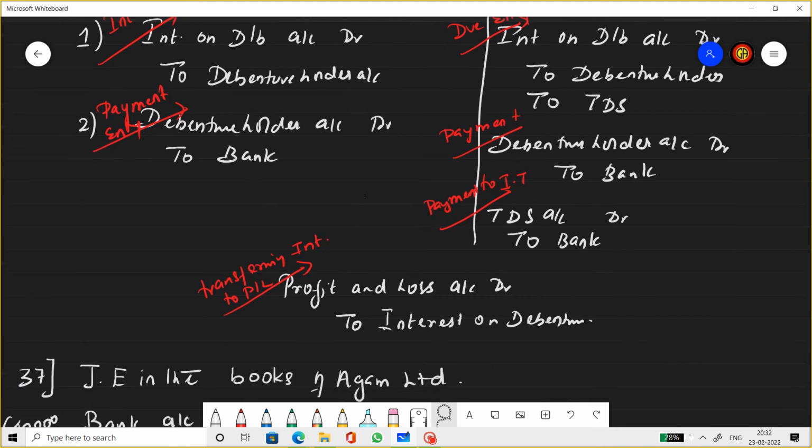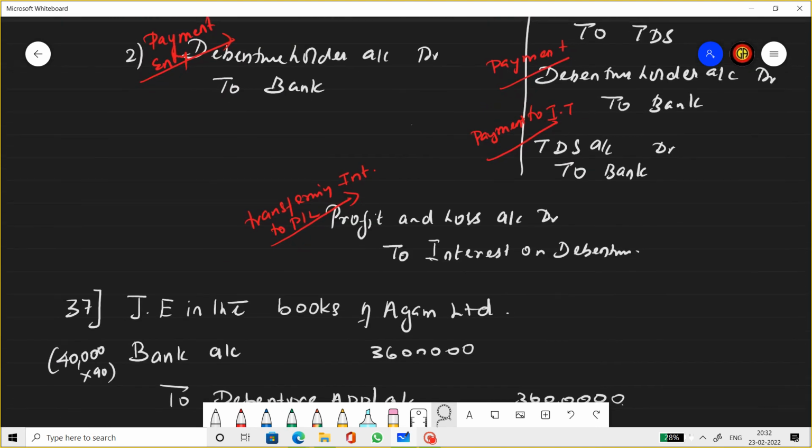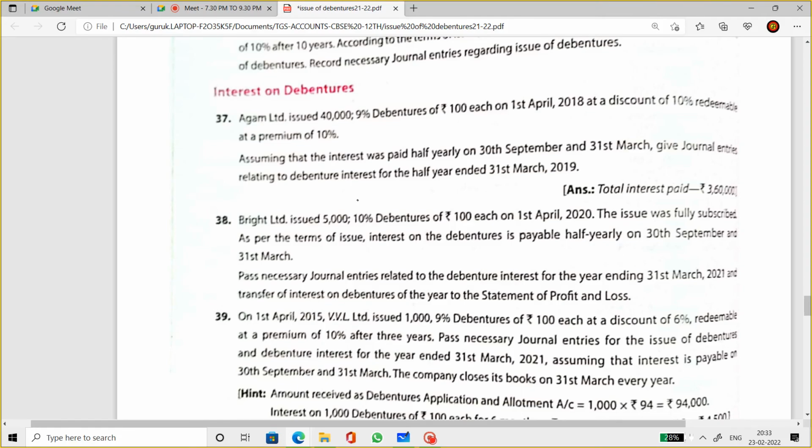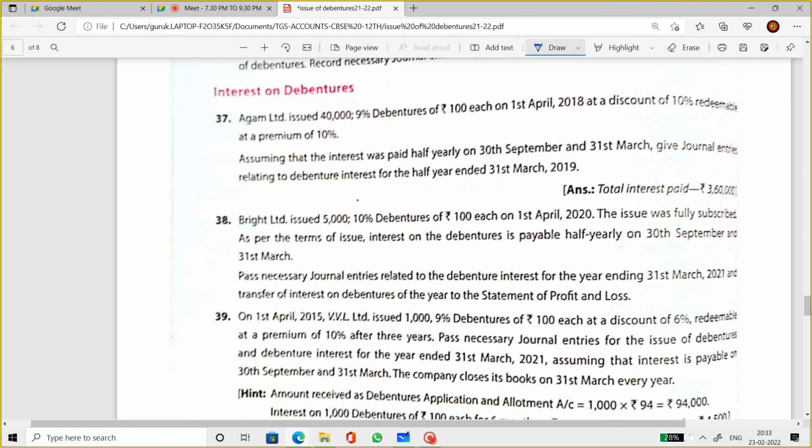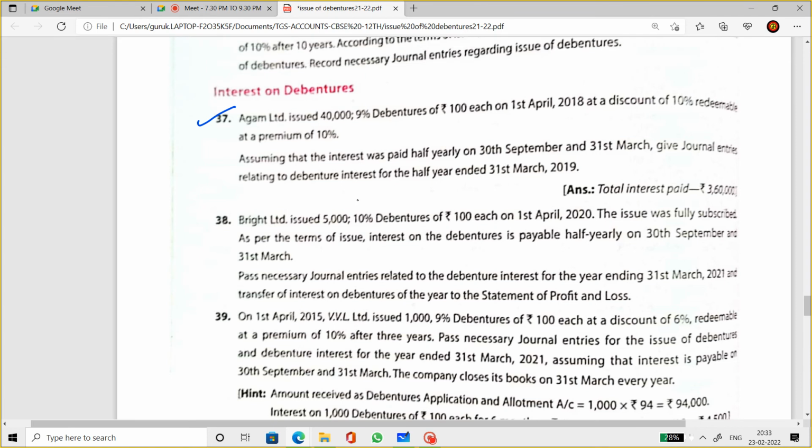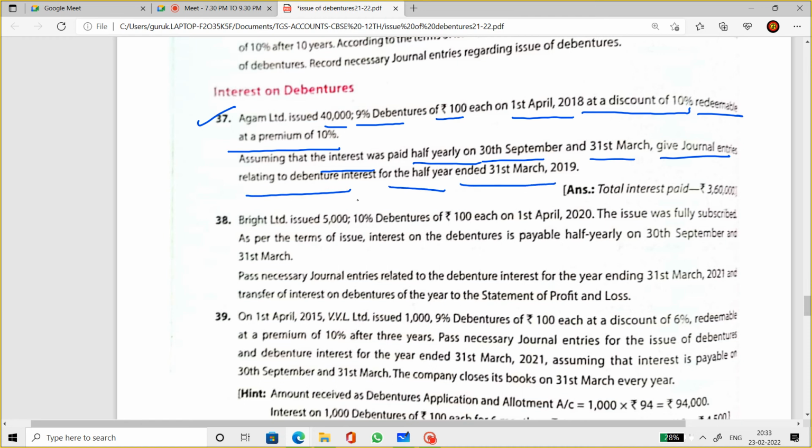Now, I've done one sum, which is question number 37 from T.S. Grewal. I'll show you the question first. Question number 37. ACCOUNTANCY Limited issued 40,000 9% debentures at rupees 100 each on 1st April 2018 at a discount of 10%, redeemable at 10% premium per year. Assuming interest was paid half yearly on 30th September and 31st March, give journal entries relating to debenture interest for the year ending 31st March 2019.